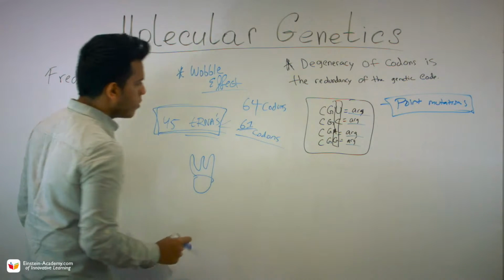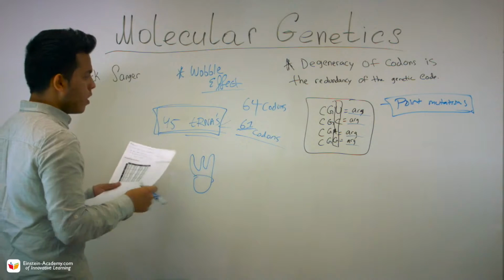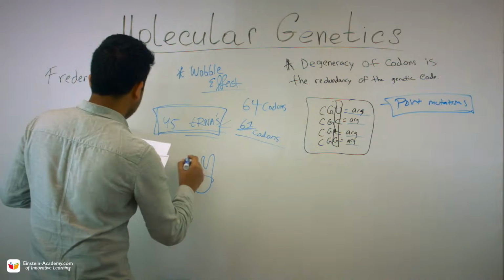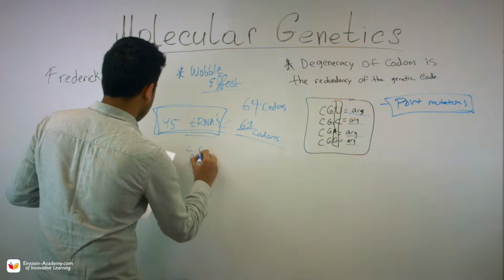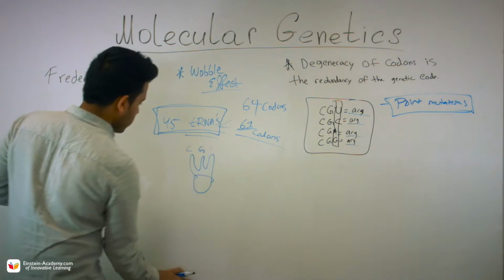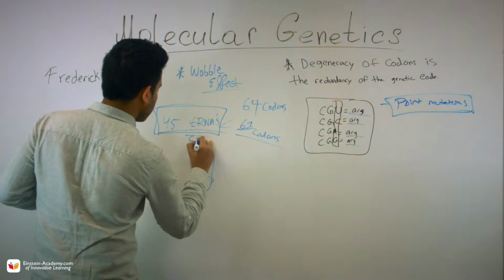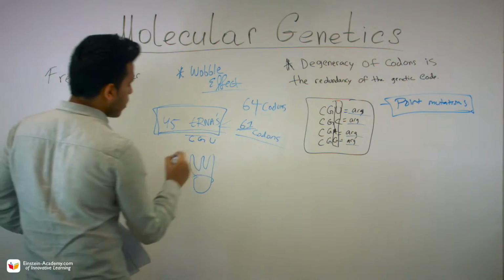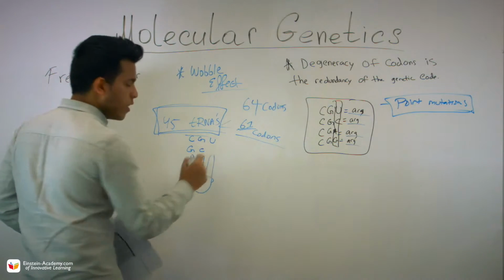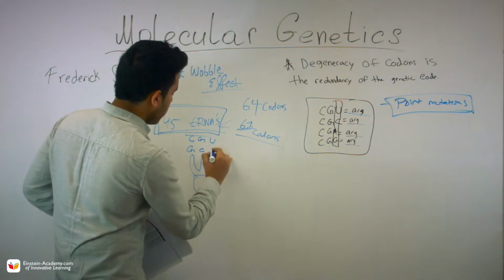In the tRNA molecule, let me just give you an example. Let's use this example right here: CGU. Well, not CG. CG will be the codon. So the anticodon is G, C, and what pairs with U? A.